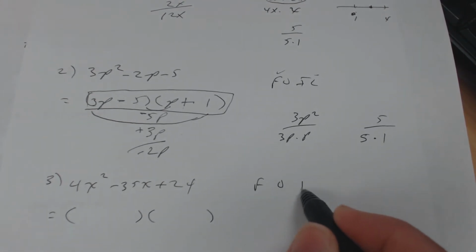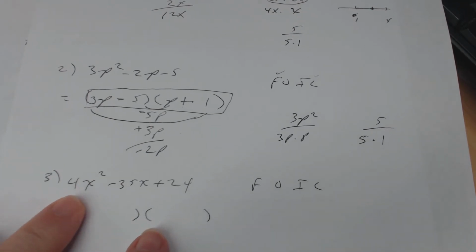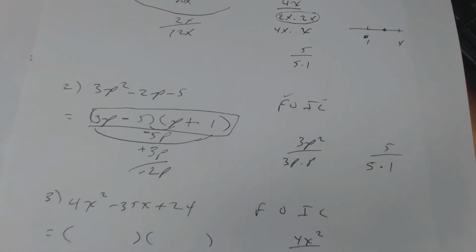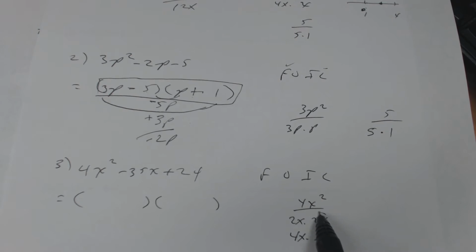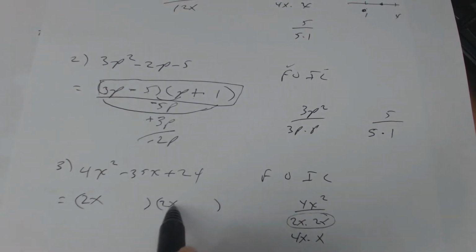Okay, we can use your FOIL now. So again, we have 4x squared. So what times what's 4x squared? Again, remember the possibilities for 4x squared are 2x times 2x, or 4x times x. All right, let's just try 2x times 2x and see what happens. If it doesn't work, we may have to use 4x and x.